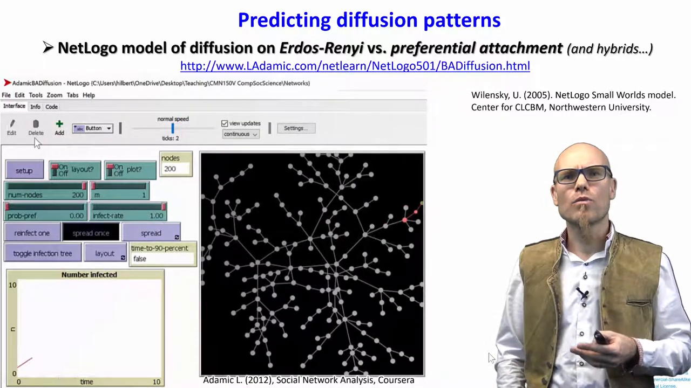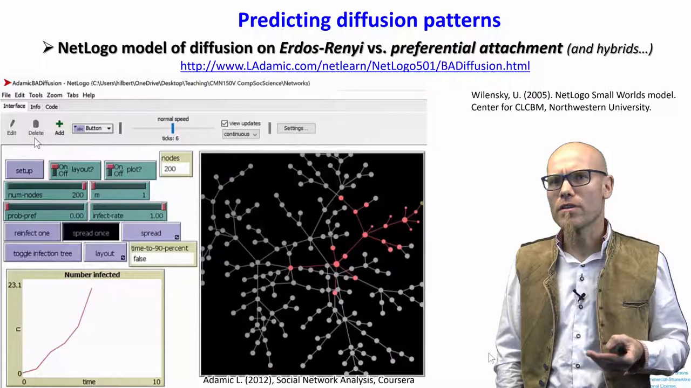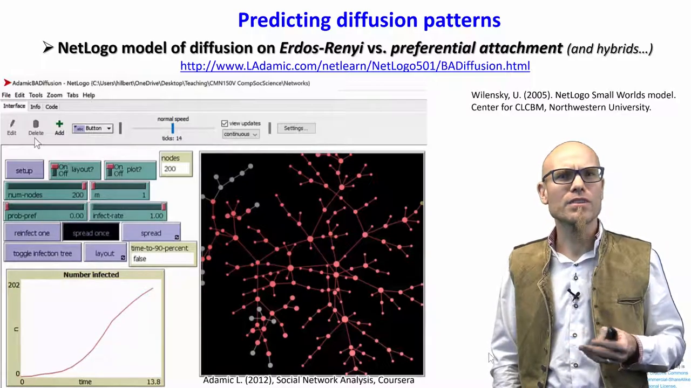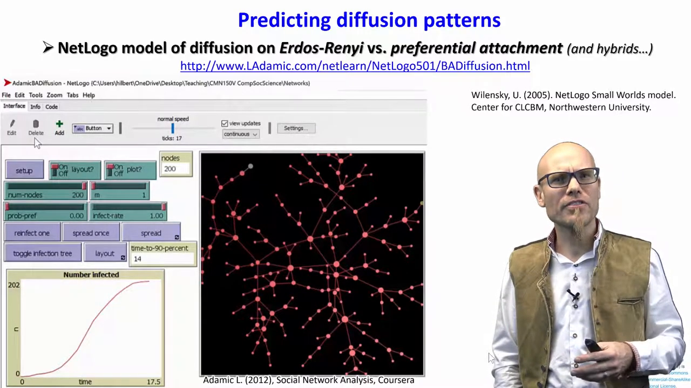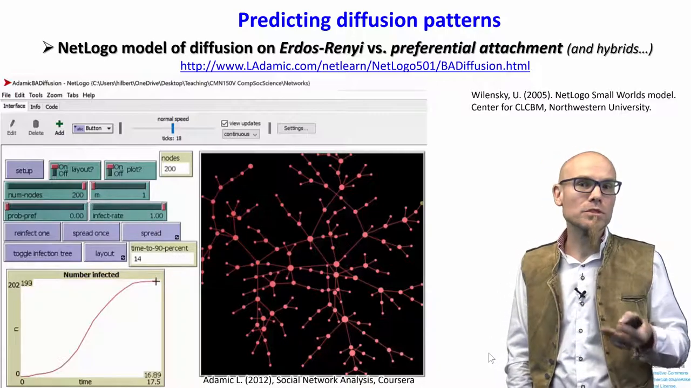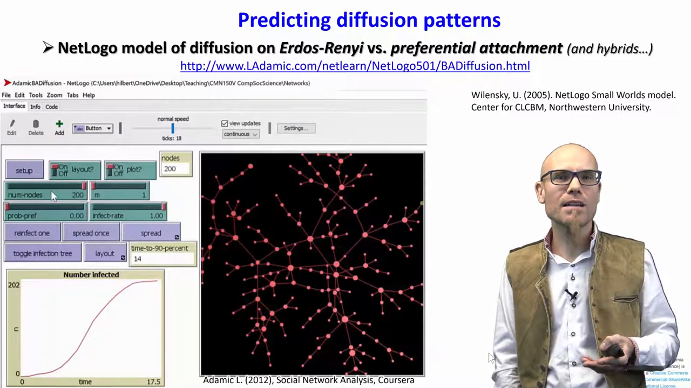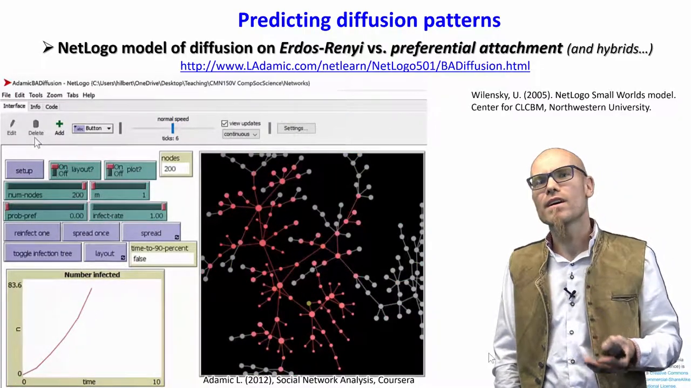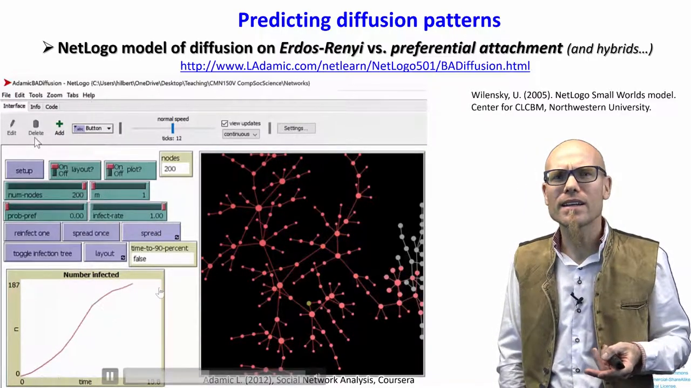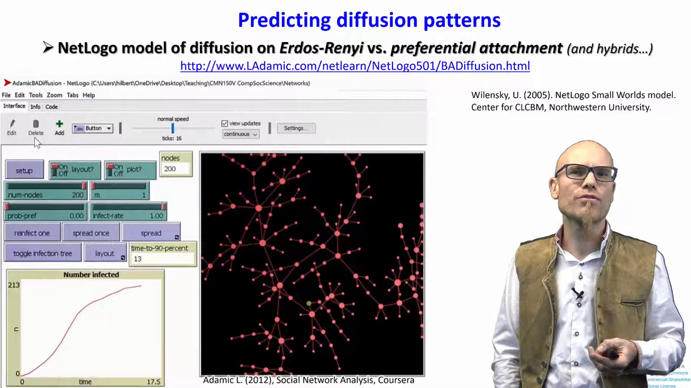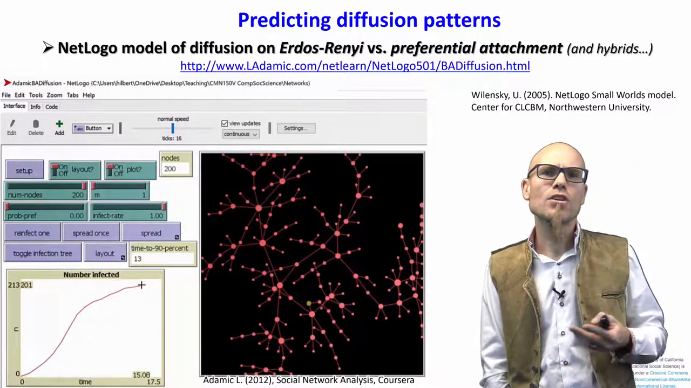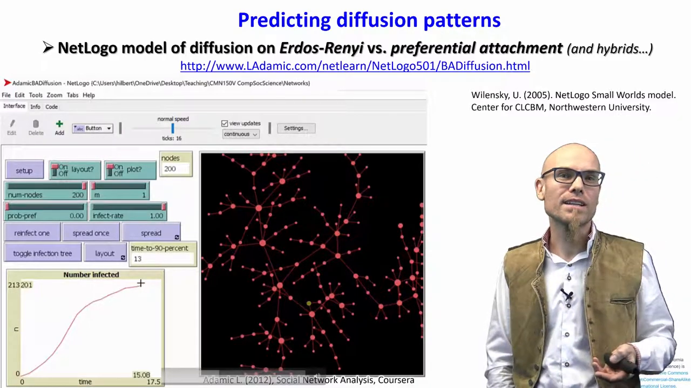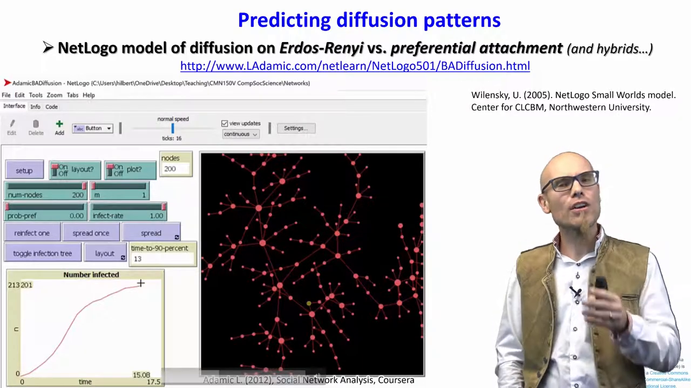Let's do it again. A little longer: 16 time steps. And again, every time it depends, the network is random, so it's a little different. Now about 15 time steps, and now we infected everybody.